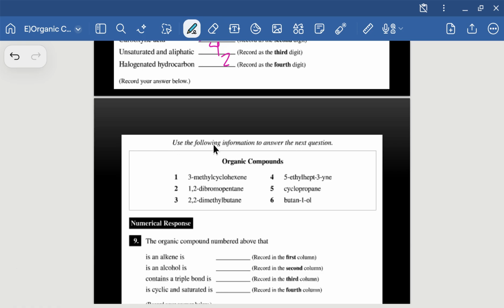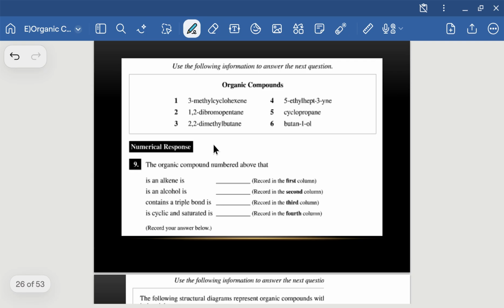I just like to look straight at the ending. ENE makes it an alkene. An alcohol, an OL. Triple bond has to end in YNE. And cyclic and saturated. Cyclic, you're looking for cyclo. Saturated, you're looking for ANE. So number 5. Okay.